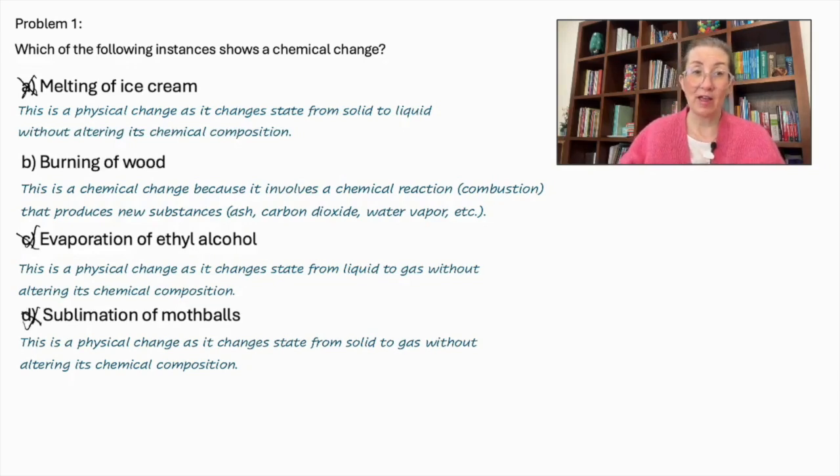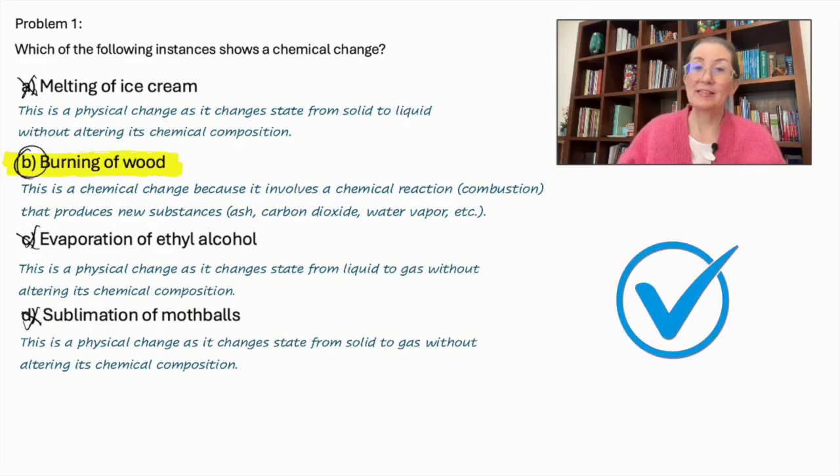Burning wood, on the other hand, is a chemical change because it involves a chemical reaction, combustion, that produces new substances: ash, carbon dioxide, water vapor, etc. So burning wood is the correct answer here.